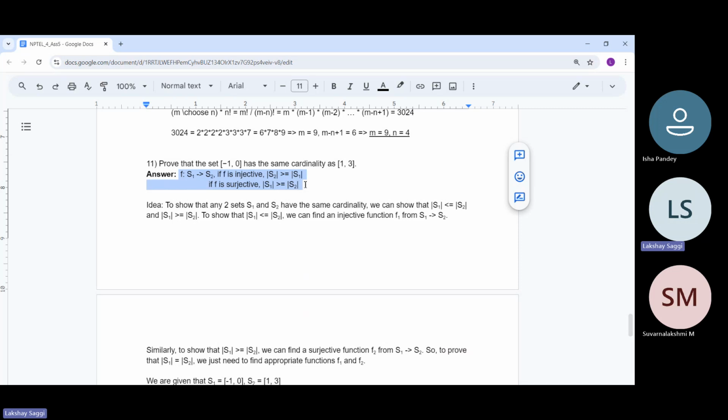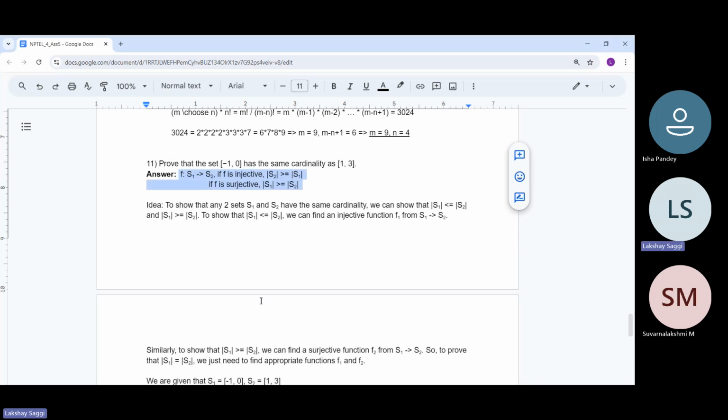that if f is a function from S1 to S2 and f is injective, then it will always be true that cardinality of S2 will be greater than or equal to cardinality of S1. And if f was surjective, then |S1| will always be greater than or equal to |S2|. This observation always holds. It doesn't matter what these two sets S1, S2 are. Forget we are talking about intervals or anything.